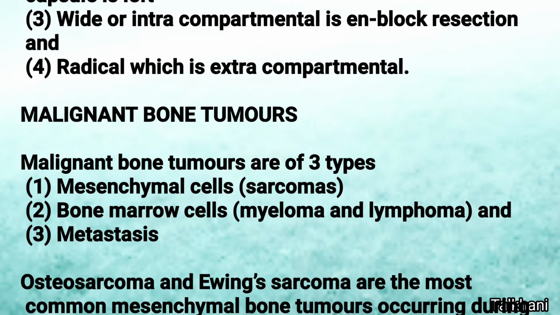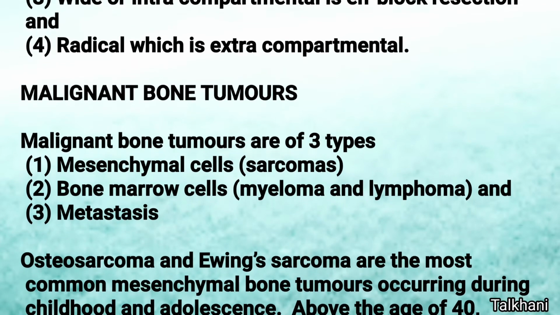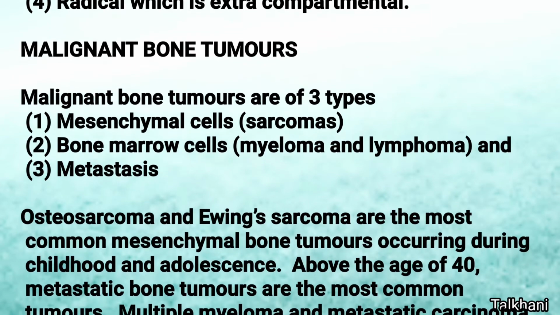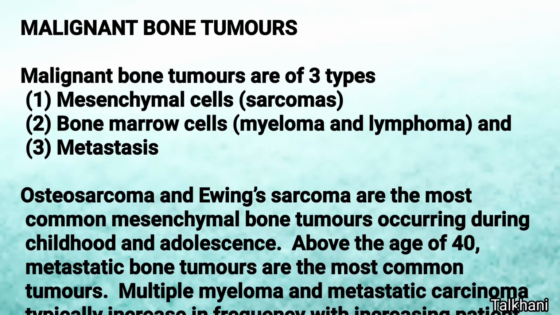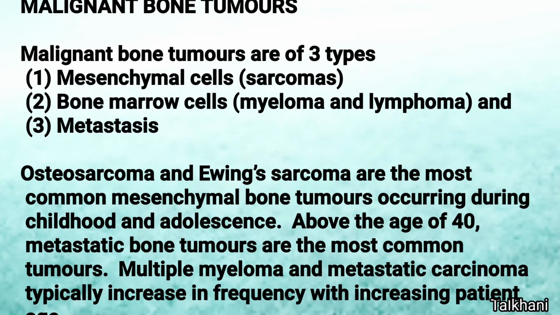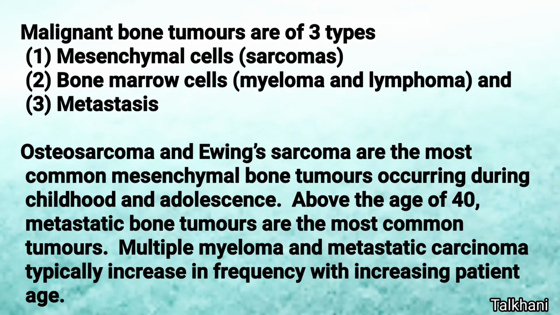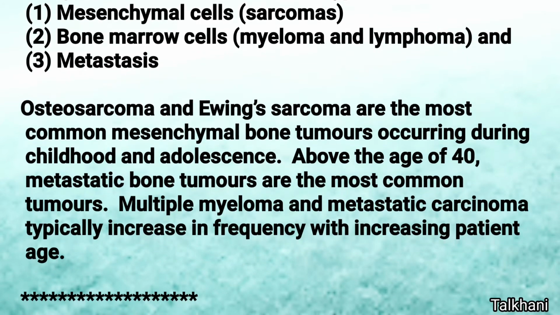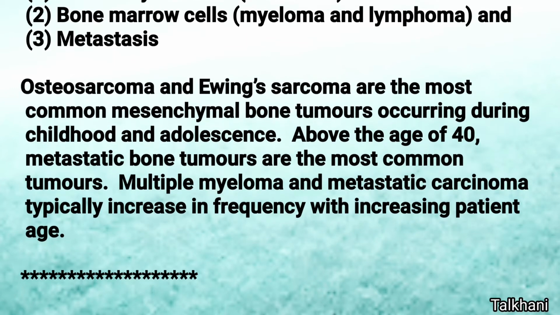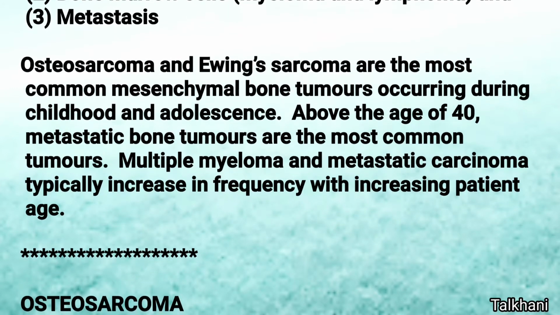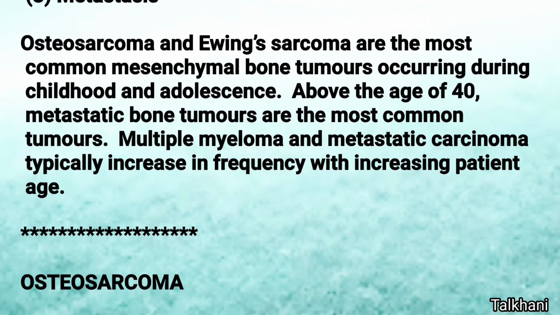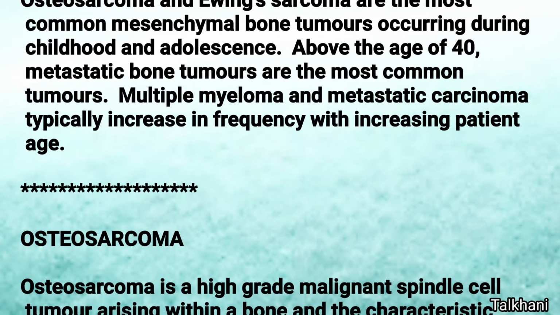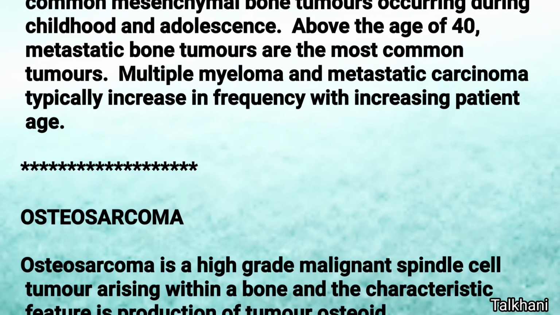Malignant bone tumors. Malignant bone tumors are of three types. Number 1, mesenchymal cell tumors are sarcomas. Number 2, bone marrow cell tumors are myeloma and lymphomas. And number 3, metastasis. Osteosarcoma and Ewing sarcoma are the most common mesenchymal bone tumors occurring during childhood and adolescence. Above the age of 40, metastatic bone tumors are the most common tumors. Multiple myeloma and metastatic carcinoma typically increase in frequency with increasing age.